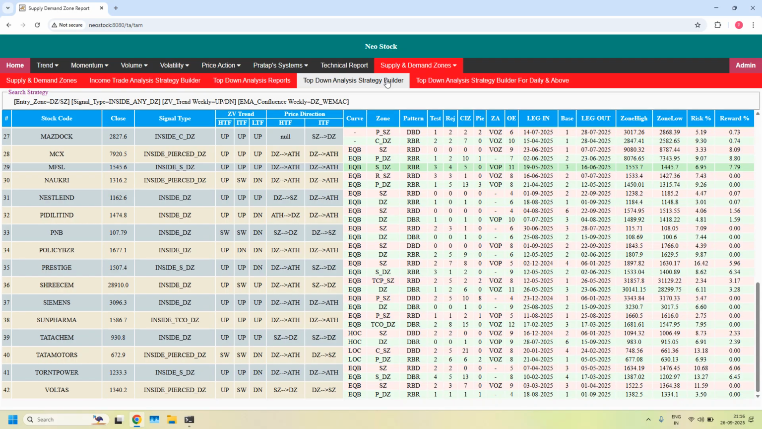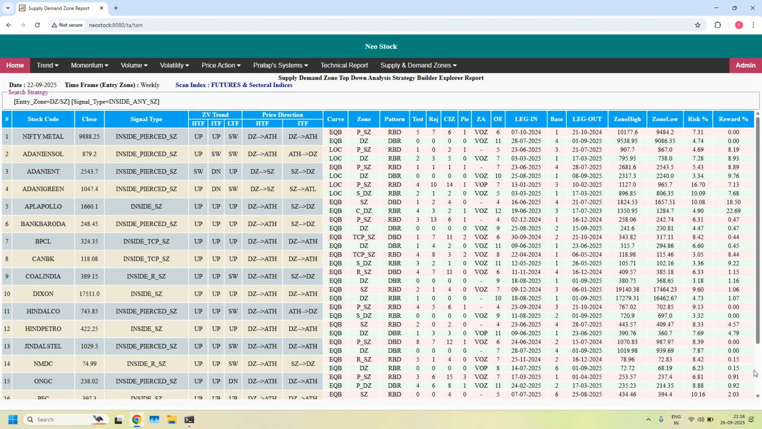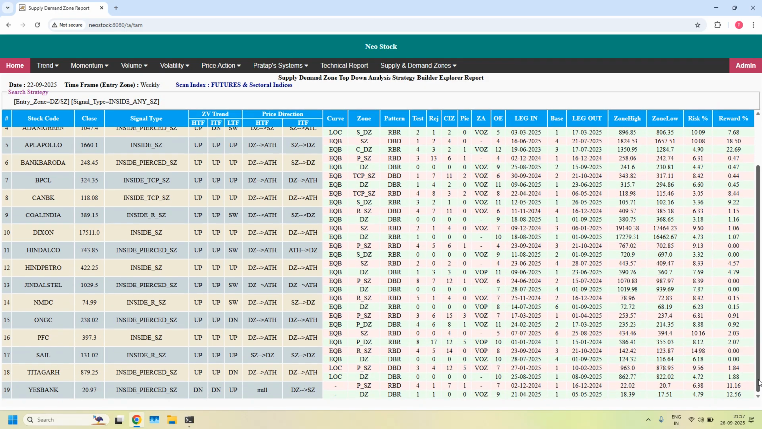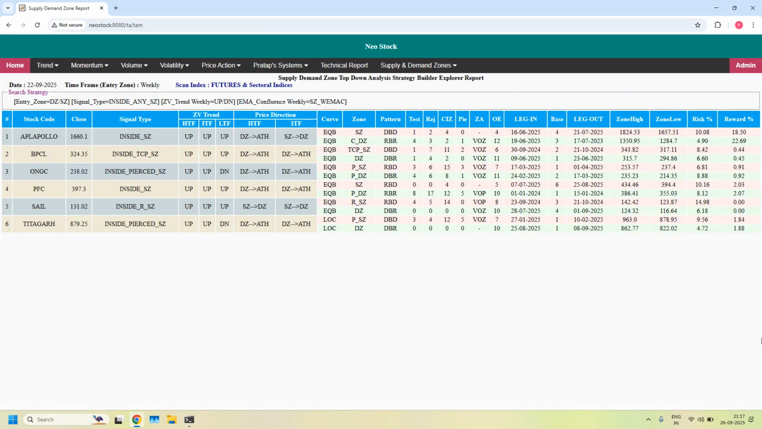Okay, next, price closed inside the weekly supply zone. First 15 stocks in the list. Scrolling the list down. Total 19 stocks are filtered. We can further filter this list based on weekly supply zone having weekly EMA confluence. And trend on the weekly should not be sideways. It can be up or down. So we got 6 stocks.